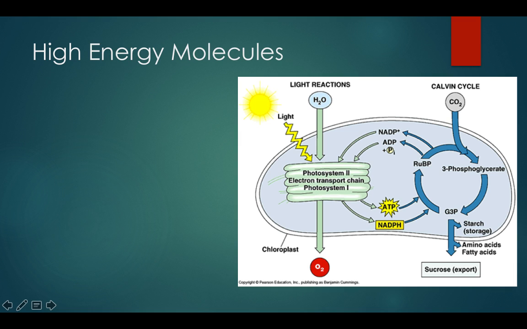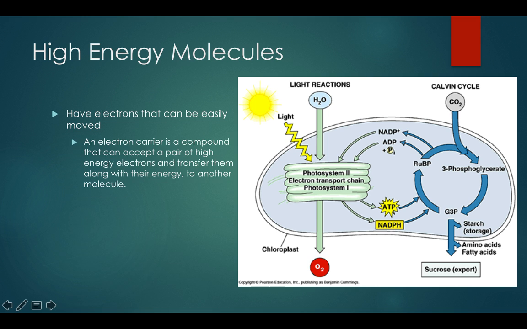So, what happens? What's going on? We have light. We now know where things are happening inside the chloroplasts, but what's actually taking place? Well, basically, photosynthesis uses something called a high-energy molecule. These are molecules that have electrons that can be easily moved. So it's what's called an electron carrier.